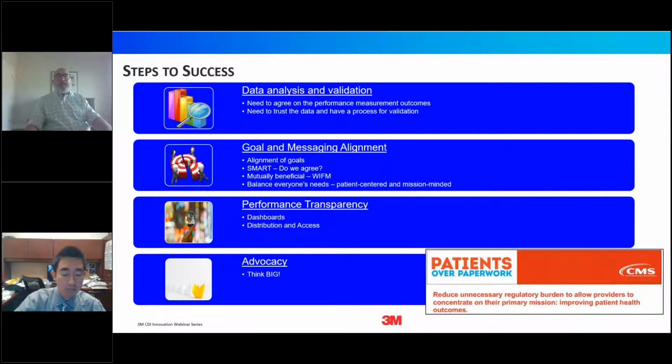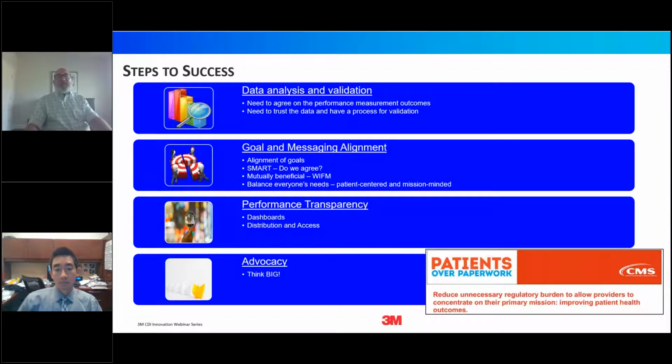Like I said, the data analysis and validation is a big part of quality and the initiatives that we do. Goals and messaging alignment, so making sure that we align our goals with the organizational goals and the service line goals, and making sure that we're all working towards the same goals, patient-centered and mission-minded. And then we talked a lot about transparency of performance, so making sure that we have some sort of dashboard and that it is transparent and out there for all to see.